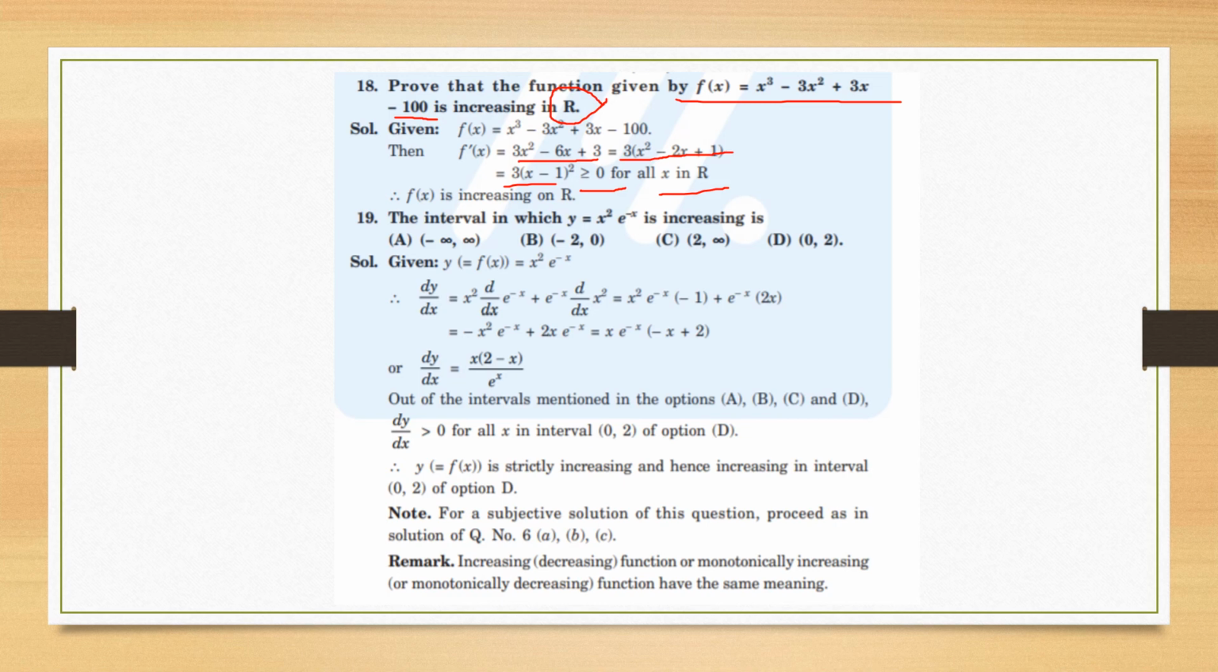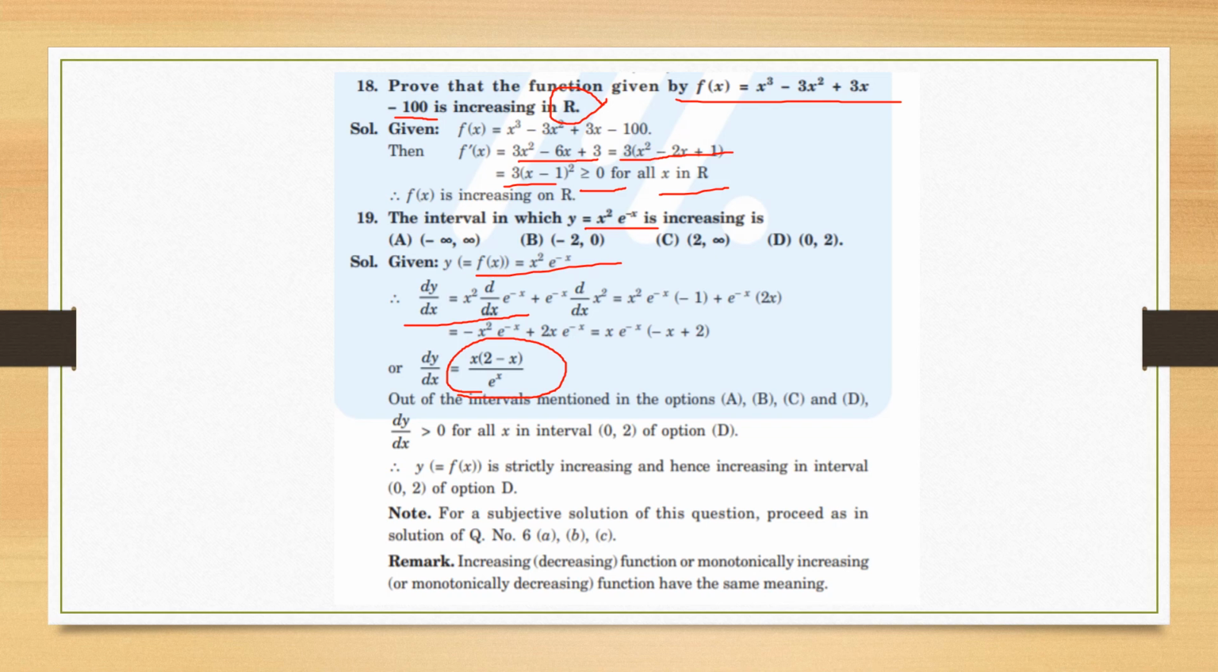Find the interval in which y is equal to x square e raised to power minus x is increasing. So for it, this is my function. And the derivative, I have to use the product rule, and my derivative will be like this when I express it in a form. So it will be x times (2 minus x) upon e raised to power x.